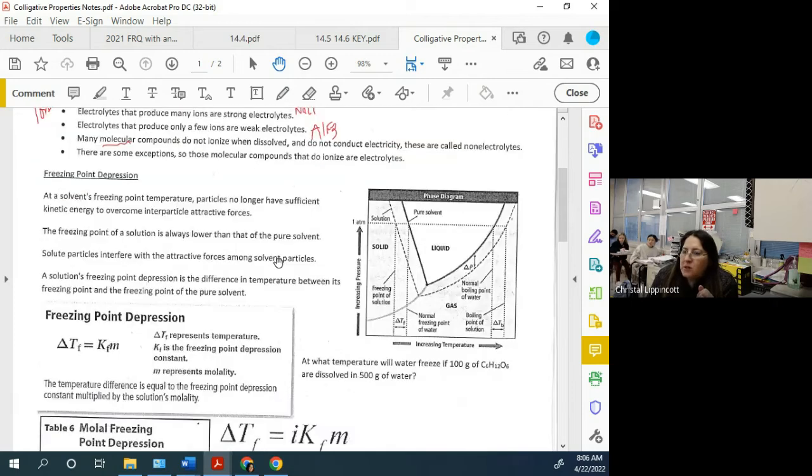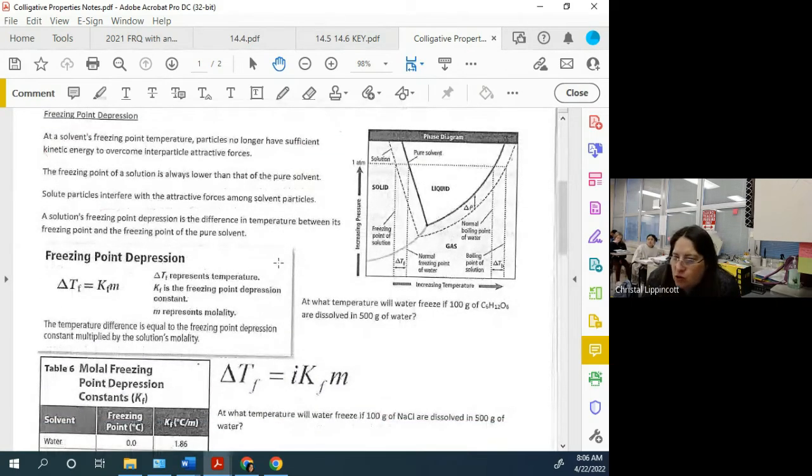Okay? So let's talk about freezing point depression and how we know that this happens. Okay? At a solvent's freezing point temperature, the particles don't have sufficient kinetic energy to overcome interparticle attractive forces. What do we use instead of interparticle attractive forces? IMFs, okay? So these IMFs come together, they link these compounds together, and you freeze. It's a solid then, okay?